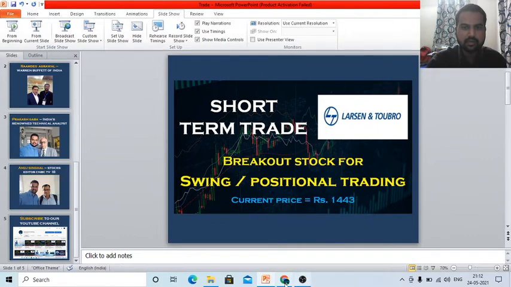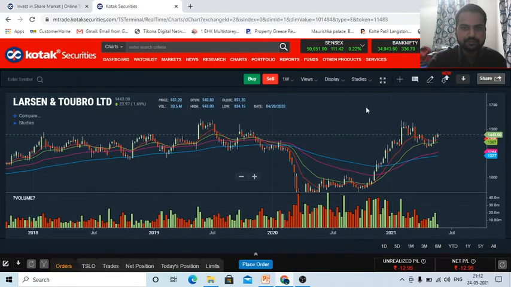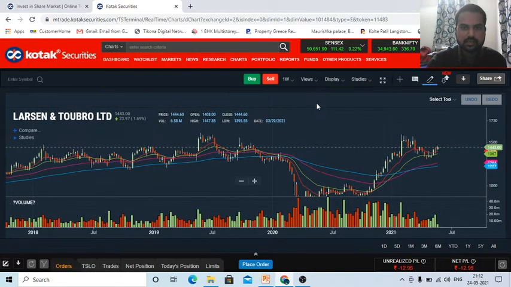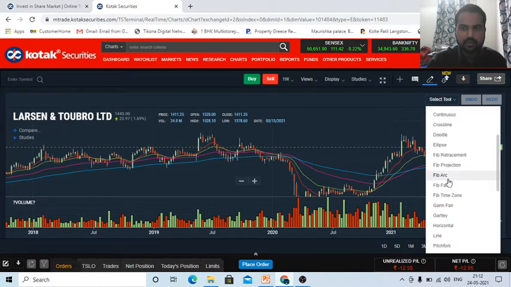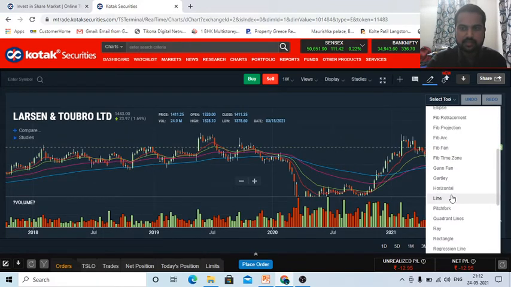Now let's quickly go to the charts of L&T. So this is a weekly chart of L&T. A very interesting pattern is visible on this chart.